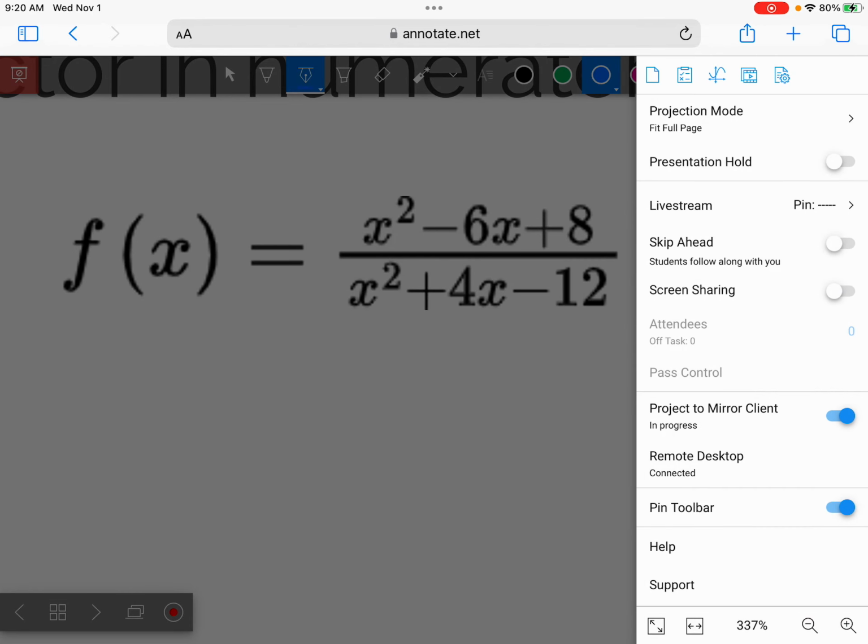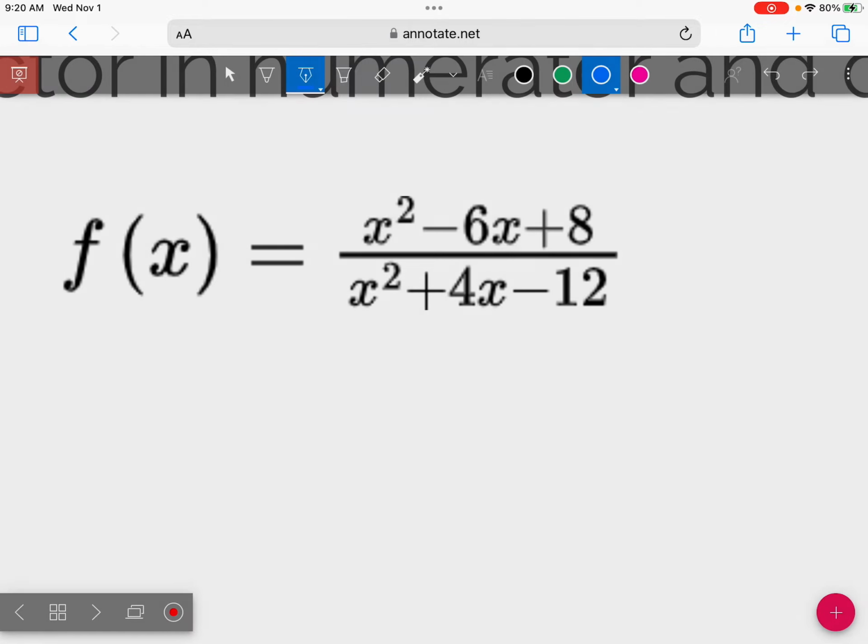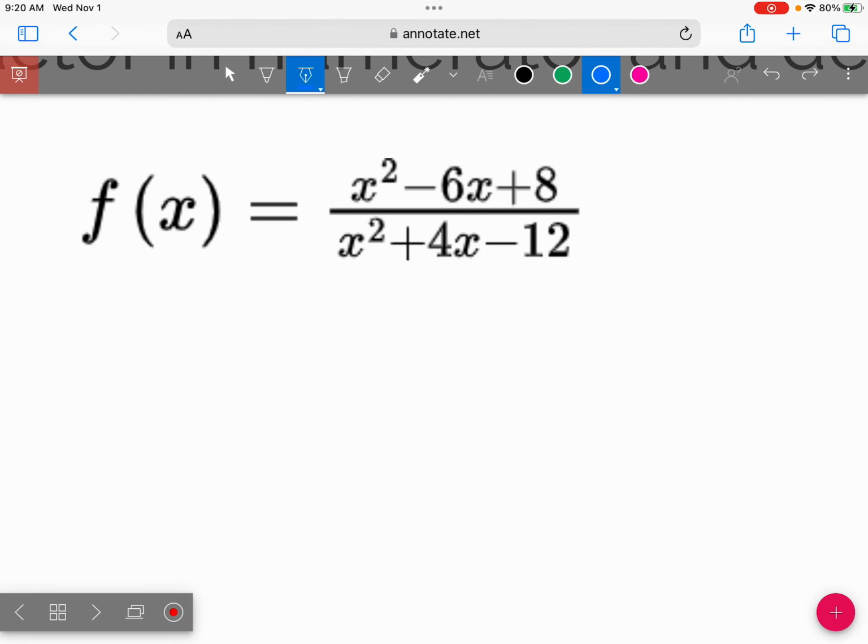So this is our new function. Here's our new function. This is the new one we're going to do. We are going to find our domain, x-intercept, y-intercept, and this time we're going to have a removable discontinuity.